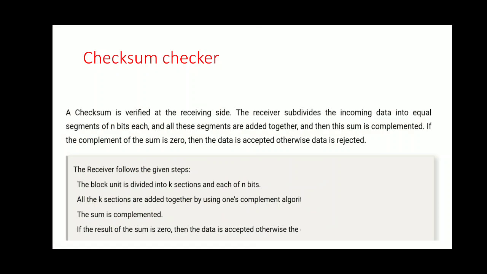Just as the sender must follow steps, the receiver must also follow some steps, which are: the block unit is divided into k sections, each of n bits. All the k sections are added together by using the one's complement algorithm. The sum is complemented. And the last one is, if the result of the sum is 0, then the data is accepted, otherwise the data will not be accepted.